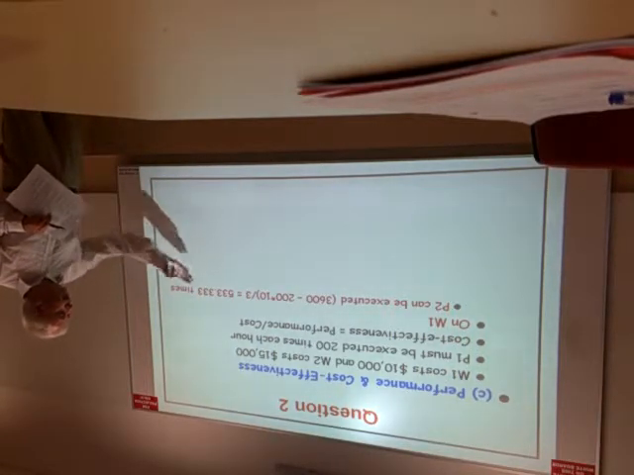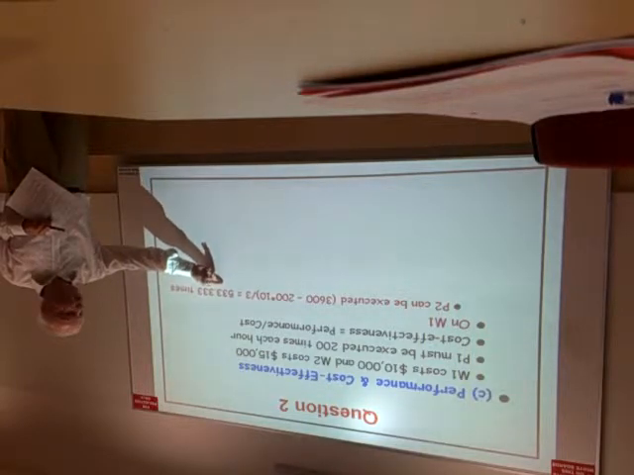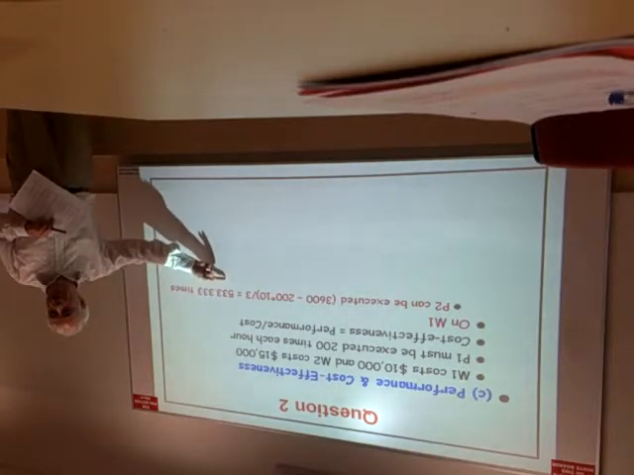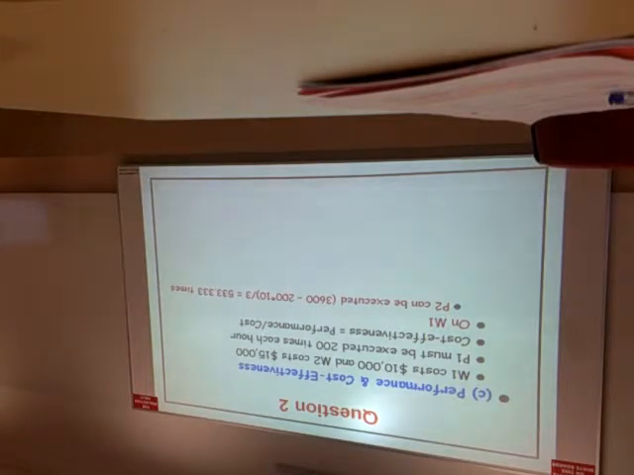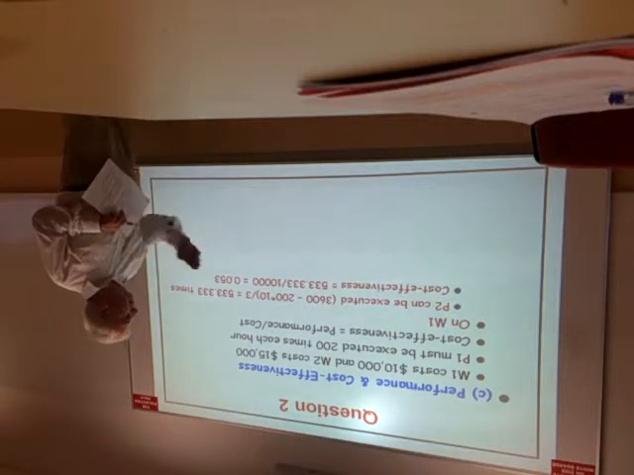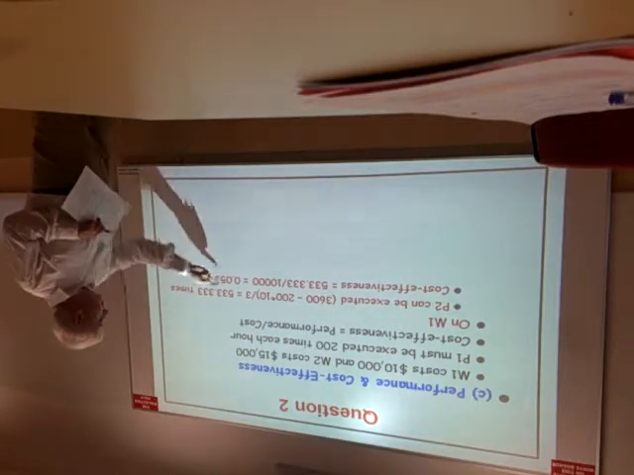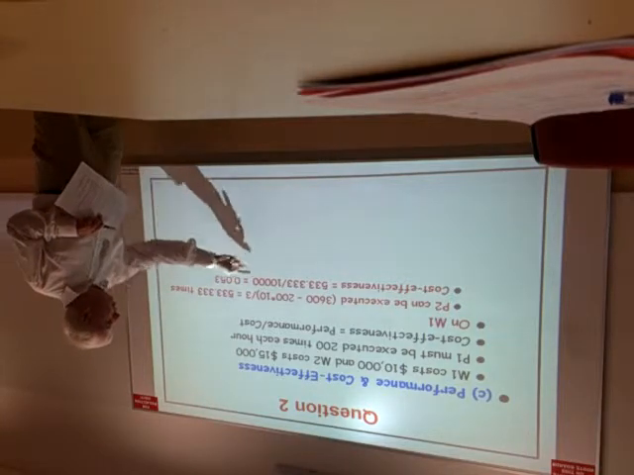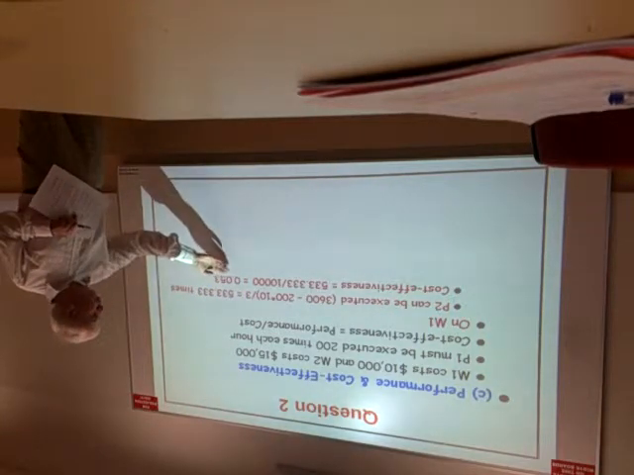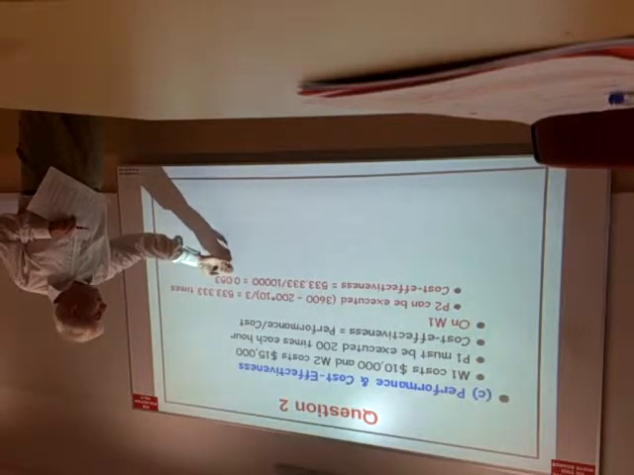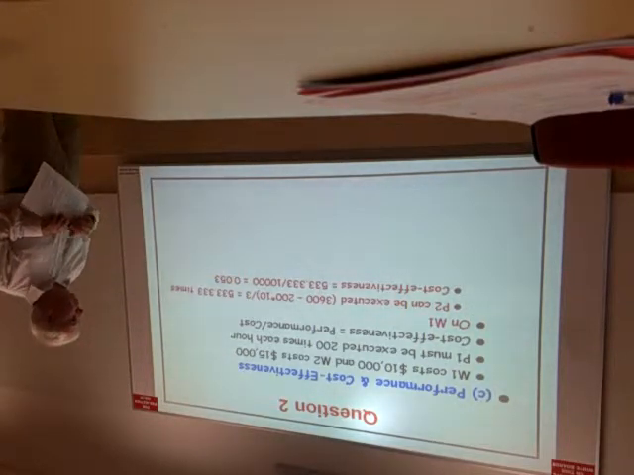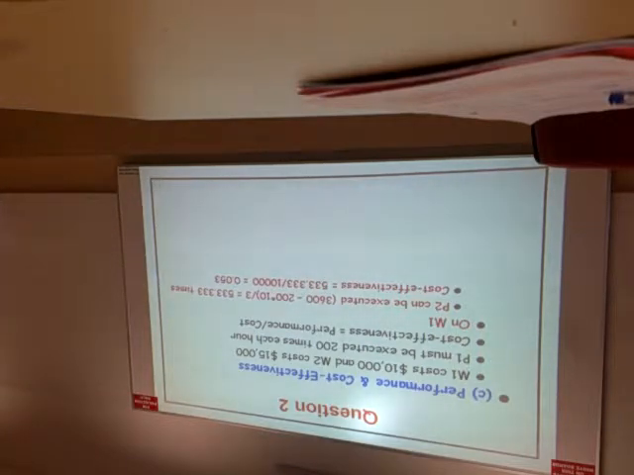So the question tells us we can regard this as a measure of performance in terms of the number of times per hour P2 can be executed. And we can calculate cost effectiveness as performance divided by cost. So the performance is 533.333, the cost is $10,000, so a measure of the cost effectiveness is 0.053. And then we can do the same for M2.